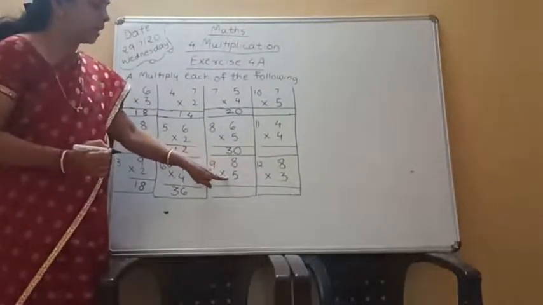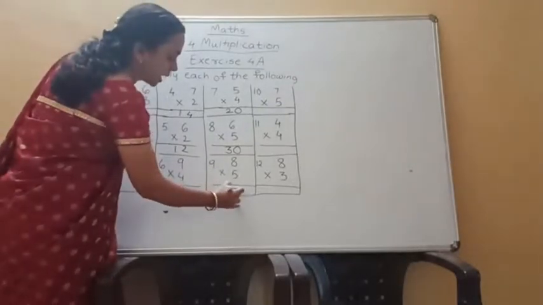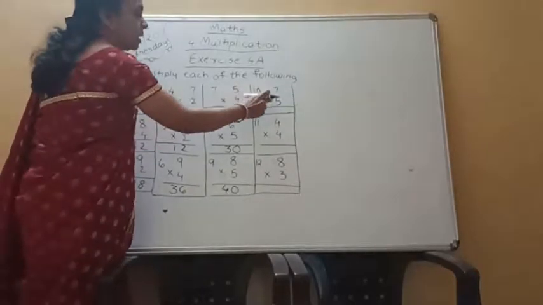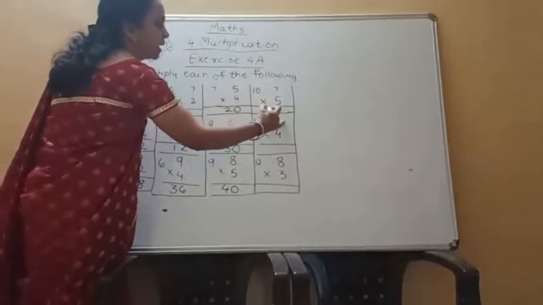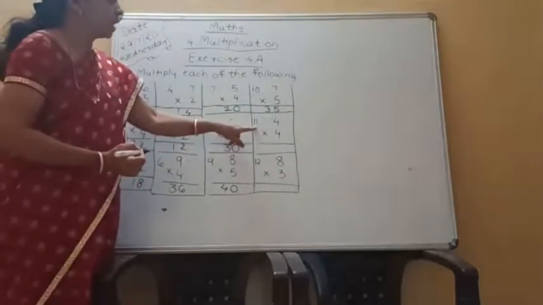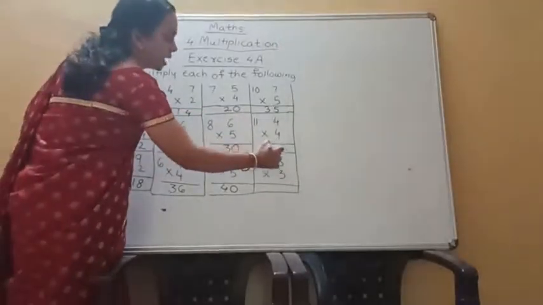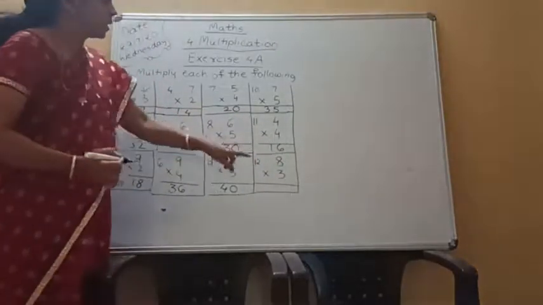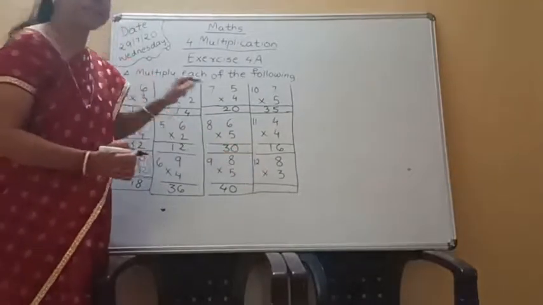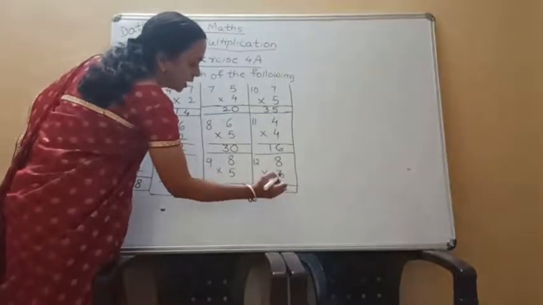Now see the ninth example. 8 multiplied by 5. 8 5s are 40. So you write down here 40. Now see the 10th example. 7 multiplied by 5. 7 5s are 35. Now see the 11th example. 4 multiplied by 4. 4 4s are 16. Now see the 12th example. 8 multiplied by 3. 8 3s are 24. So you write down in your textbook.